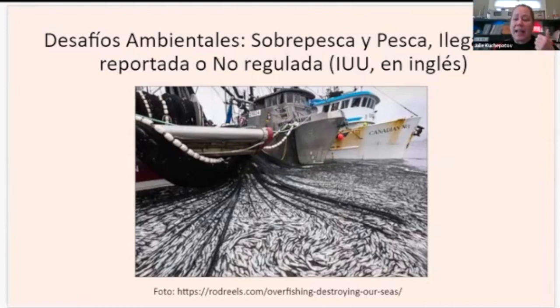So the I in IUU is illegal fishing that's conducted by national or foreign vessels in waters without permission of the state or against laws and regulations.